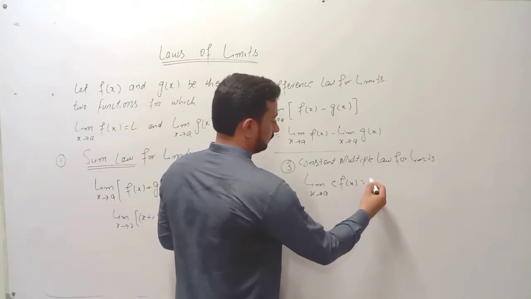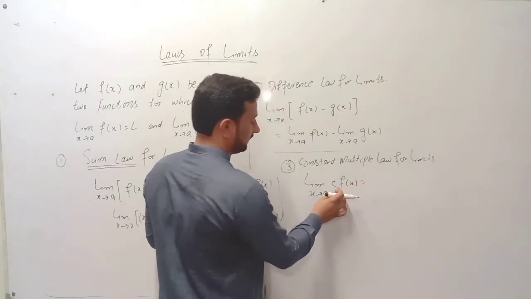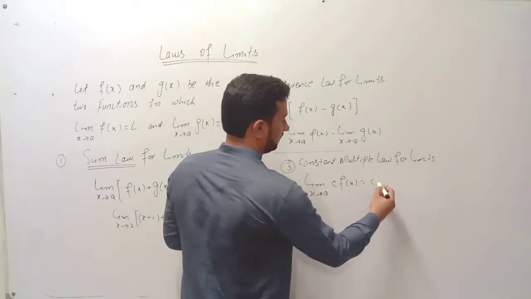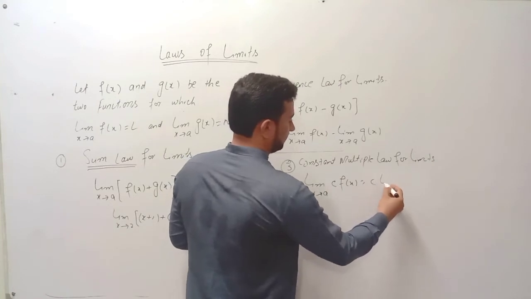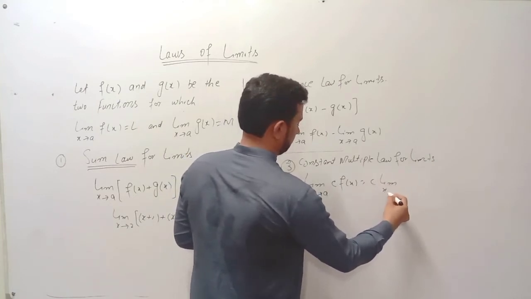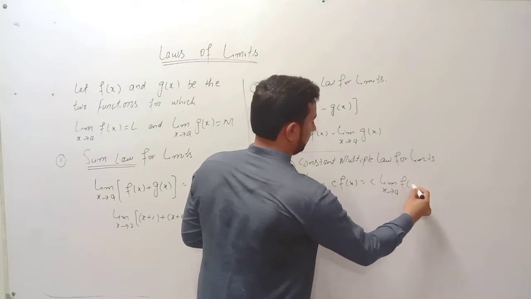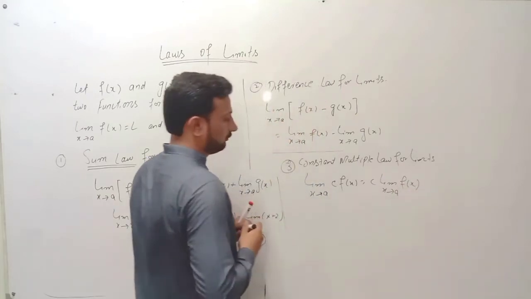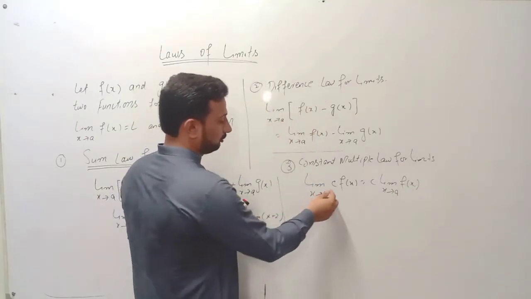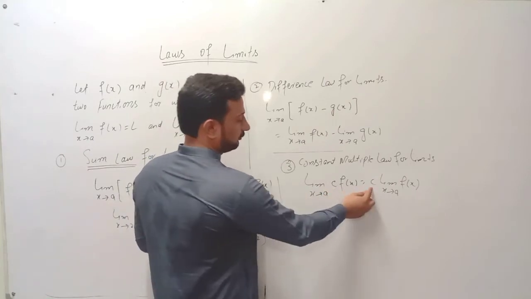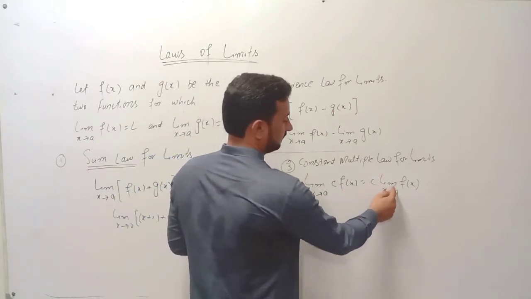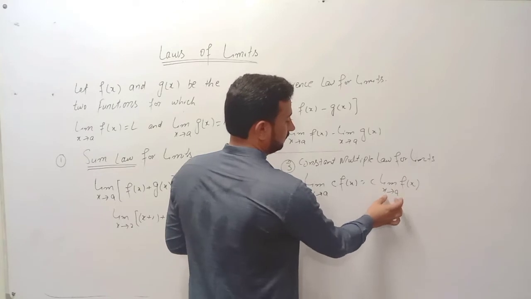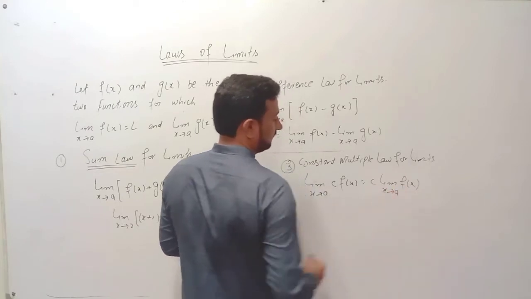So this will be equal to c times the limit as x approaches a of f of x. What we have done here is just pull c out of this limit, so that becomes c times the limit as x approaches a, and then we plug in the value of x in that function.